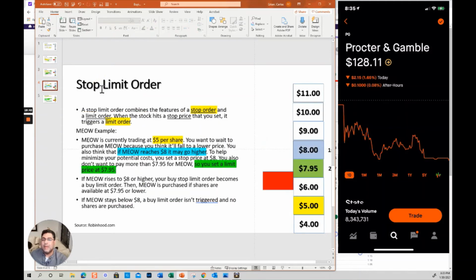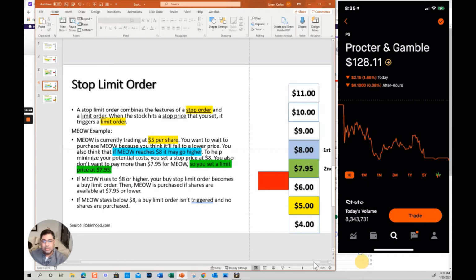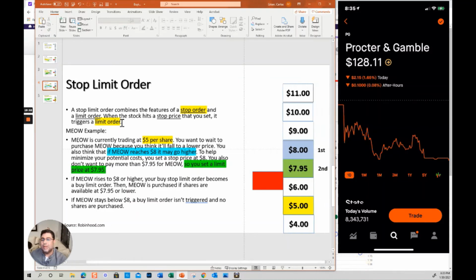Now, you can do a combination. It's called a stop limit order. A stop limit order combines a stop order and a limit order. So first, when it gets to the stop price, it doesn't automatically become a market order, meaning buy right away, but it becomes a limit order. Let's look at the example to understand this better. I put a first step and a second step because it's a two-step process.